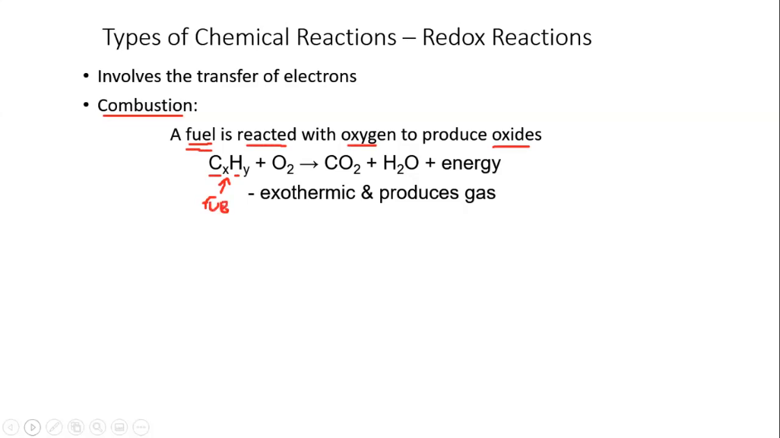So since our fuel is made up of carbon and hydrogen, we're going to get oxides of carbon and hydrogen, namely CO2 and water. And as I said earlier, this produces a lot of energy. A lot of heat is produced, and it produces gas as well. So we look at some other examples. We take propane plus oxygen. Since propane contains carbon and hydrogen, we're going to get oxides of carbon and hydrogen.